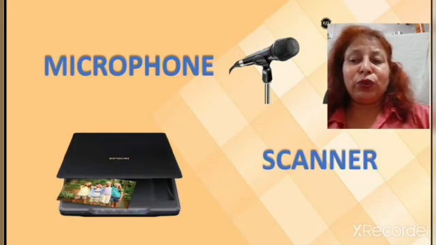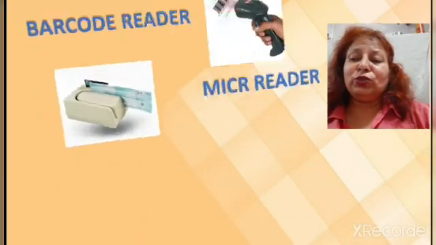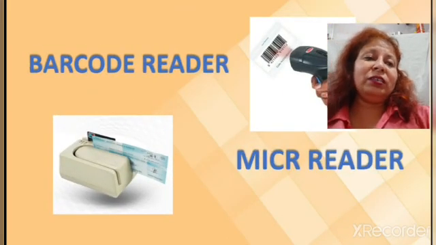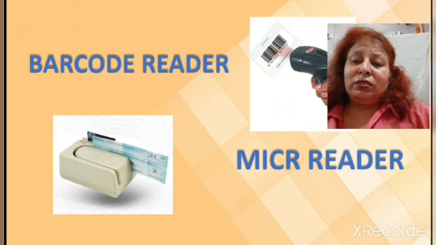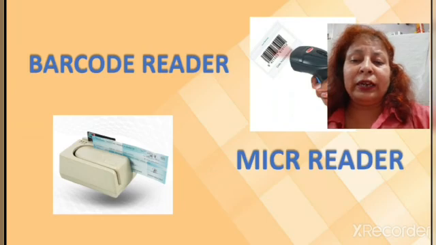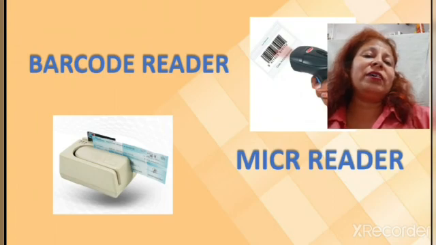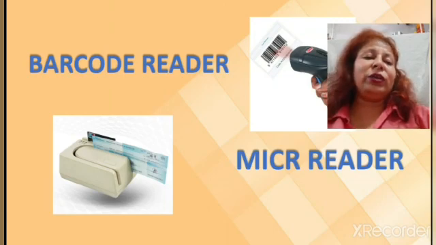Scanners are of two types: flatbed scanner and handheld scanner. Next is the barcode reader, which is used in malls. You have seen it used to read the prices of products and the code of the product in malls. Next is the MICR reader, which is used to read and identify magnetized characters printed on a cheque. It's used by banks only. MICR stands for magnetic ink character recognition reader.